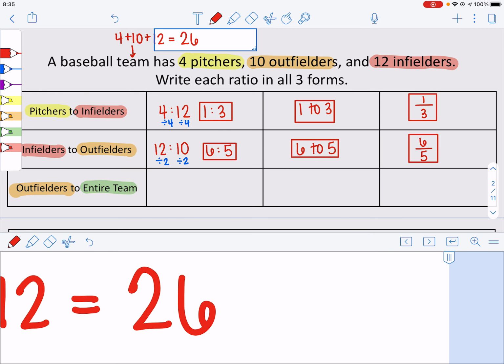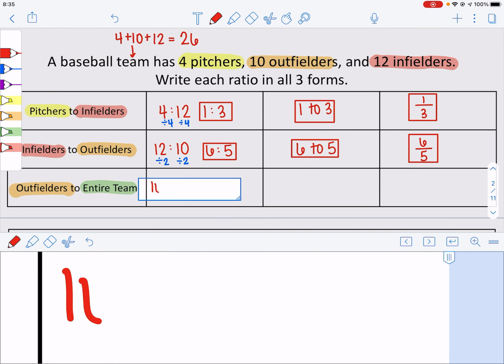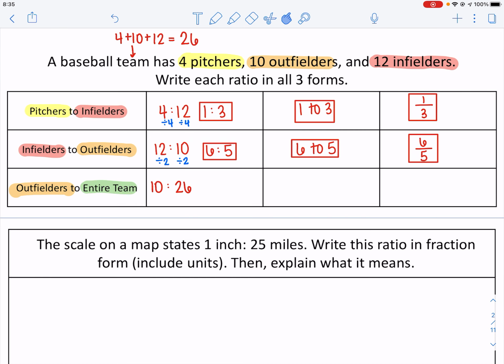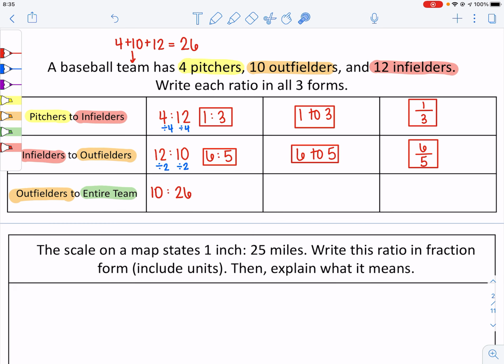Okay, so the outfielders is 10. The entire team, we just added that up. We got 26. Go ahead and finish up this one. So I need it simplified. Go ahead and simplify that to get your first ratio written with a colon in the middle. And let's also go ahead and find how would you write it with the 2 in the middle, and then how would you write it as a fraction. Go ahead.